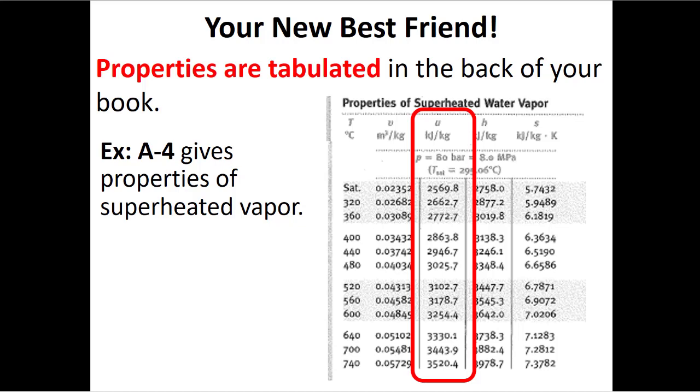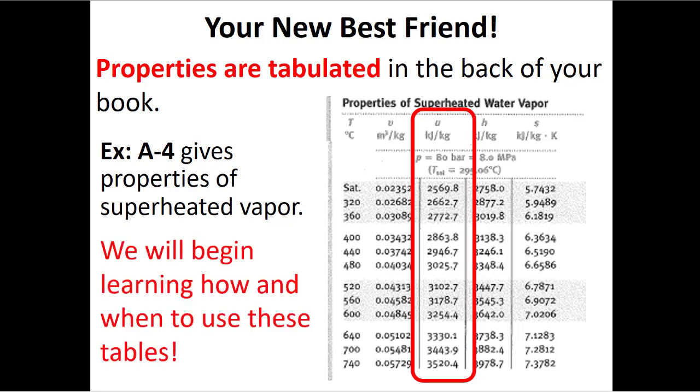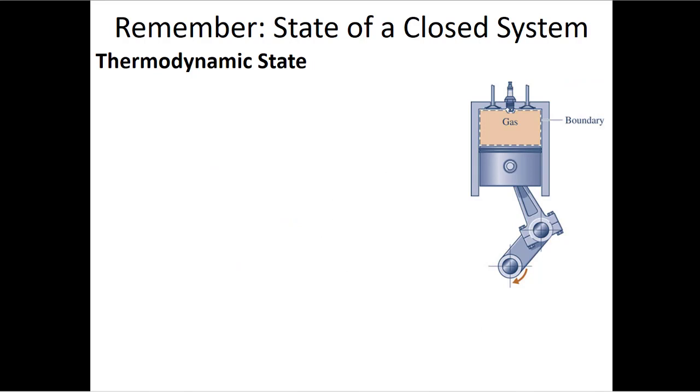And as long as I'm not in the process of boiling water, pressure and temperature are independent. So that means that if I know one, I don't automatically know the other. So if I have two independent intensive properties, remember those are properties that don't depend on mass, then I'll be able to find anything about my system, including the specific internal energy. So we're going to start to learn how to use these tables in this lecture.